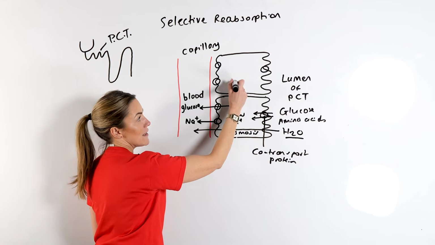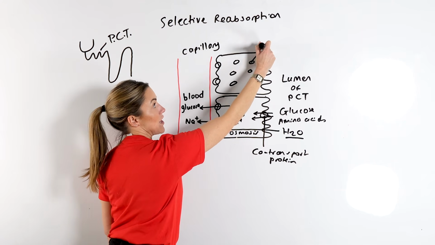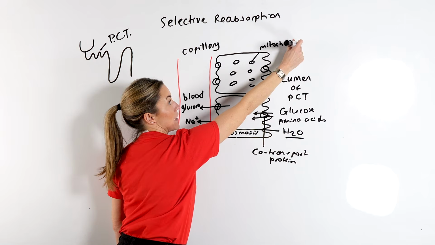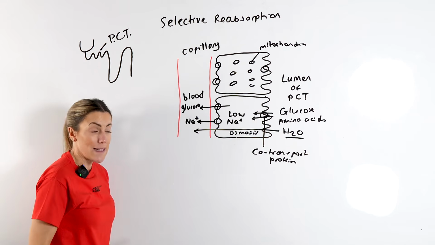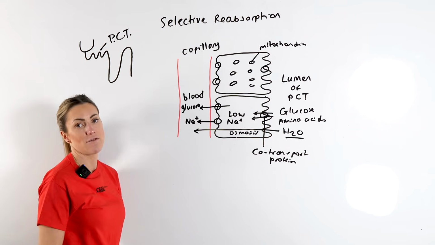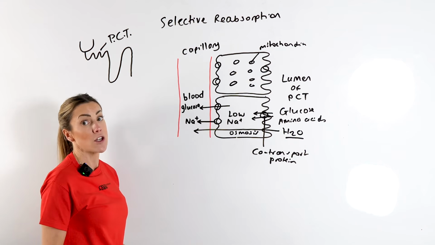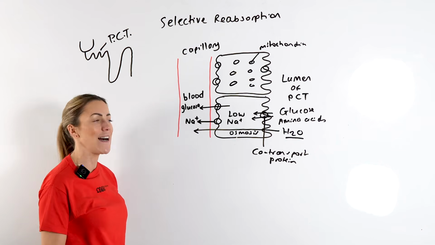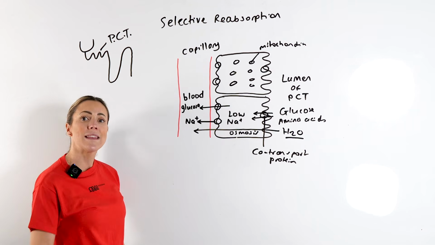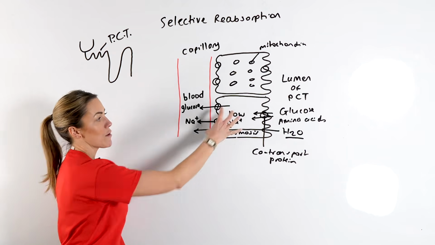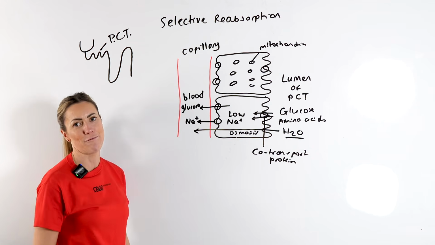But on top of that, these cells will also have a high number of mitochondria, because obviously this active transport of sodium ions to maintain that sodium ion gradient requires ATP. So these cells will also have a large number of mitochondria for aerobic respiration to provide that ATP. And that's it. That's the proximal convoluted tubule, that's selective reabsorption, and it's also your examples of how these epithelial cells are adapted for selective reabsorption.